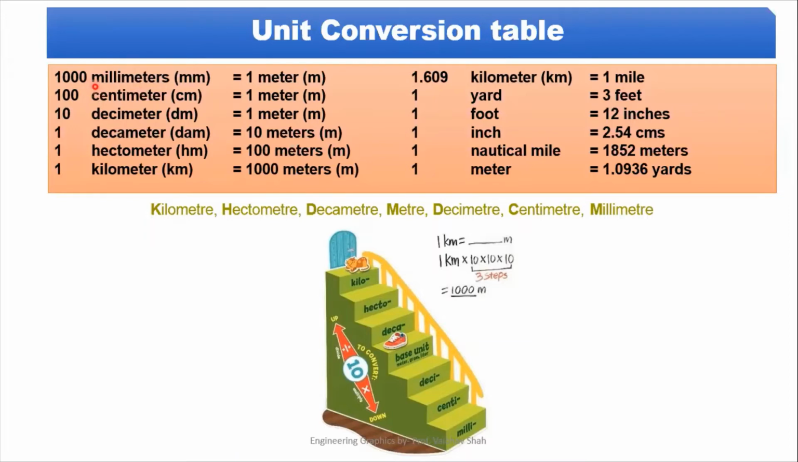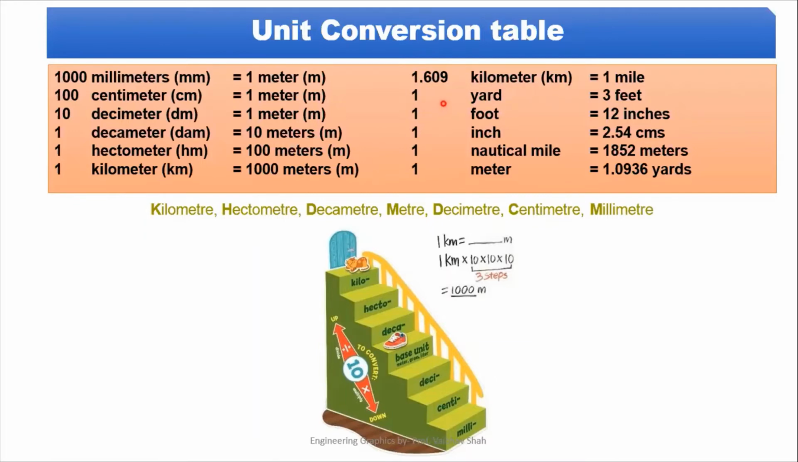First, 1000 millimeters is equal to 1 meter. 100 centimeters is equal to 1 meter. 10 decimeters is equal to 1 meter. 1 decameter is equal to 10 meters. 1 hectometer is equal to 100 meters. 1 kilometer is equal to 1000 meters. 1.609 kilometers is equal to 1 mile.